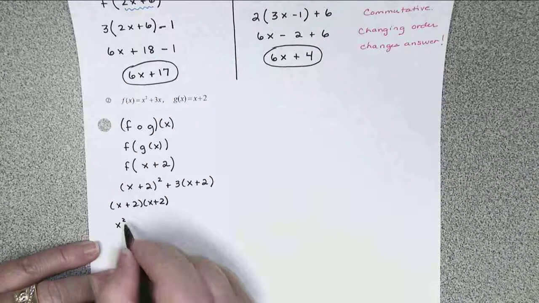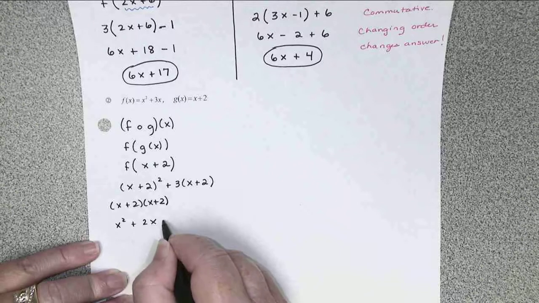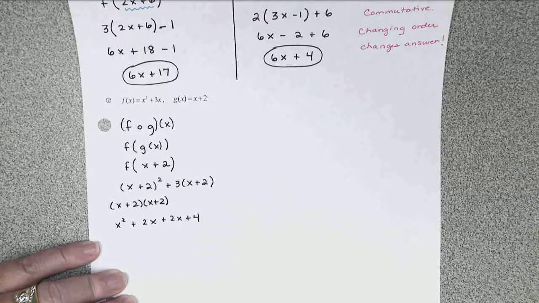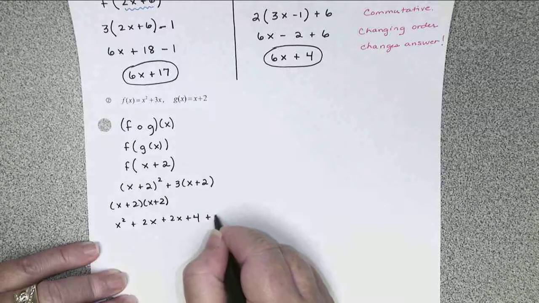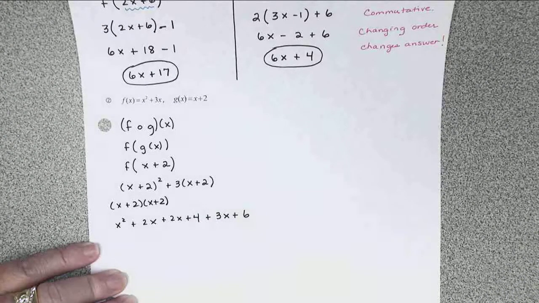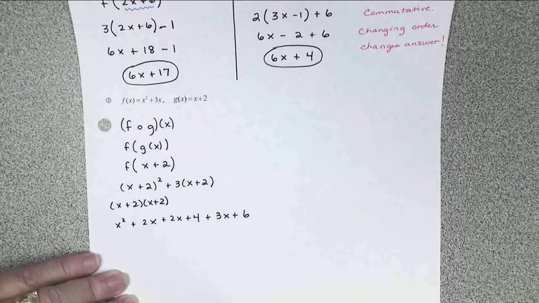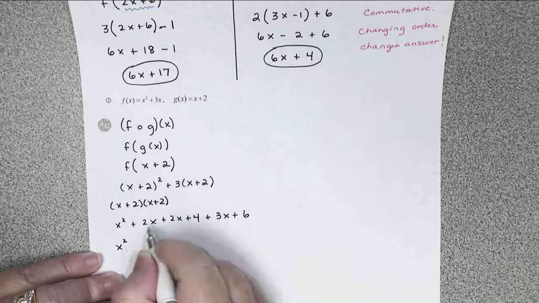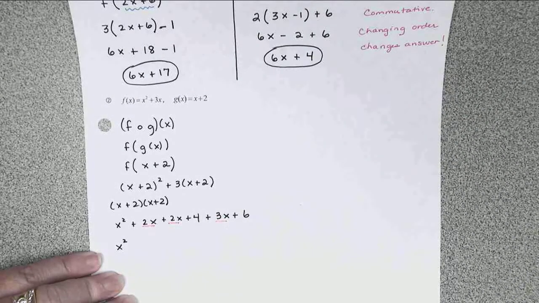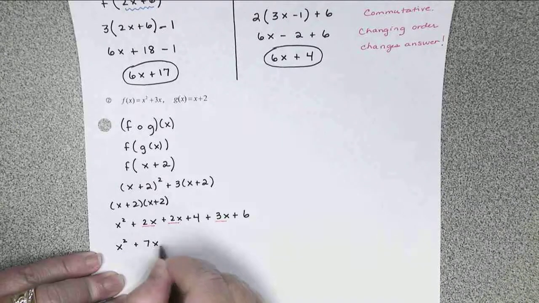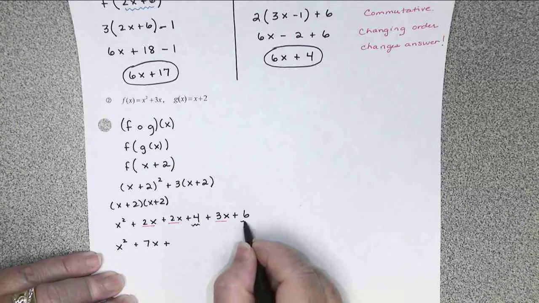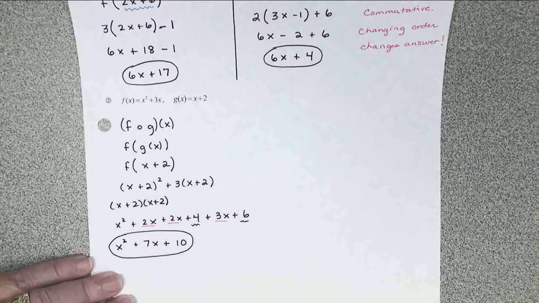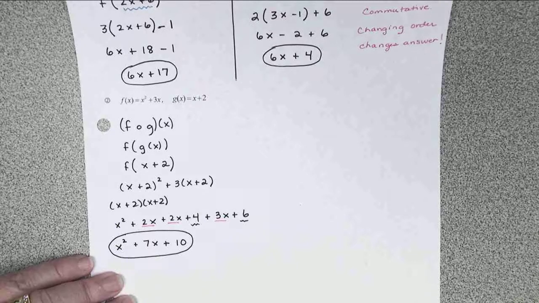So that would be x squared plus 2x plus 2x plus 4. And then distributing the 3, plus 3x plus 6. And putting all my pieces together, I have x squared. Let's see, we've got 2, 4 plus 3 would be 7x's. Plus the 4 and the 6 would make a plus 10. So there's the composition f of g of x.